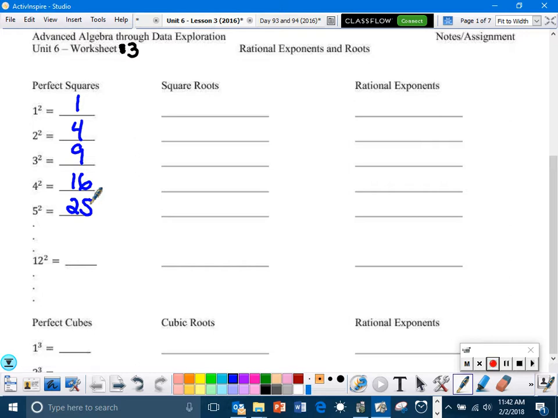Okay, and then you'll notice I just did and then 12 squared is 144. So you should have memorized 1 through 12 for sure, hopefully maybe even a little bit further.